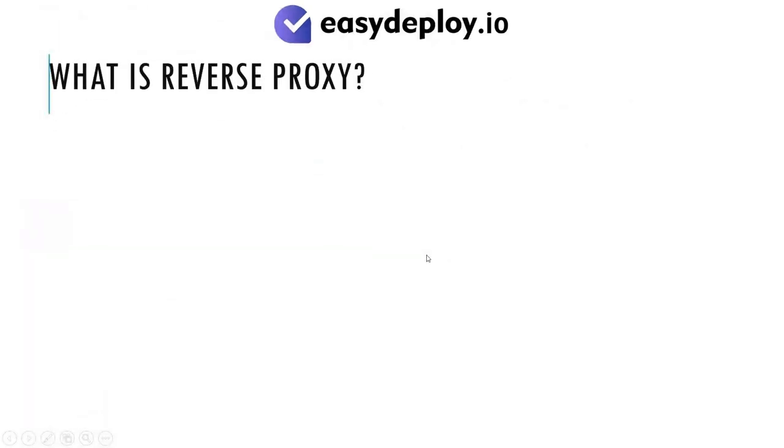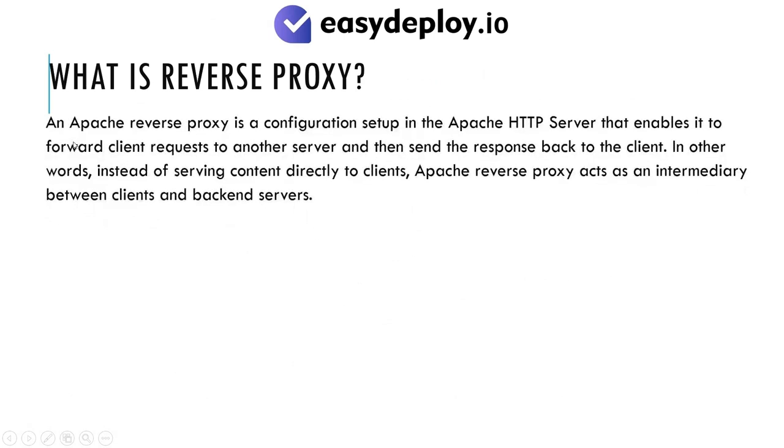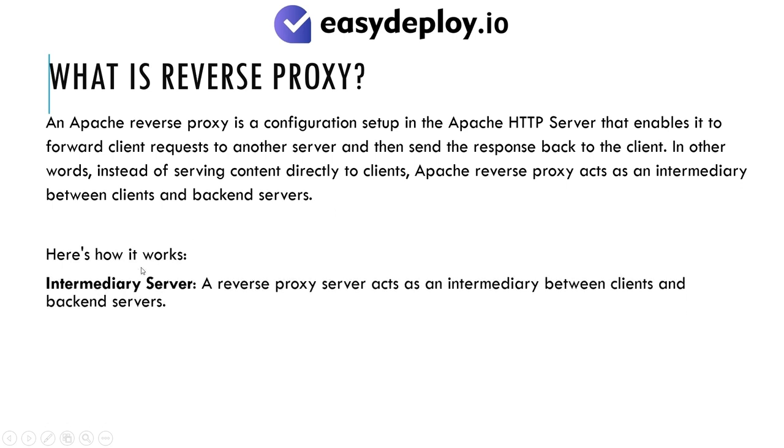What is reverse proxy? In Apache, reverse proxy is a configuration setup in the Apache HTTP server that enables it to forward client requests to another server and then send the response back to the client. In other words, instead of serving content directly to clients, Apache reverse proxy acts as an intermediary between clients and backend servers. Here's how it works.